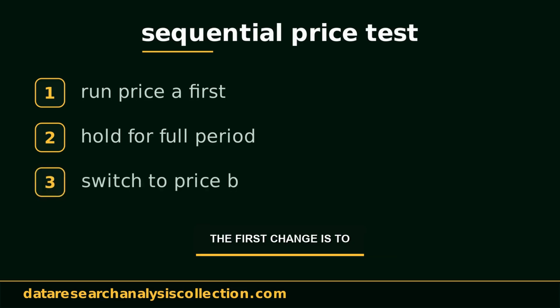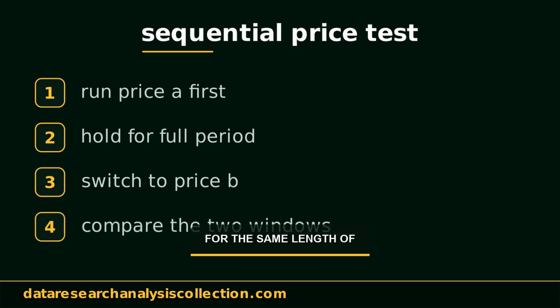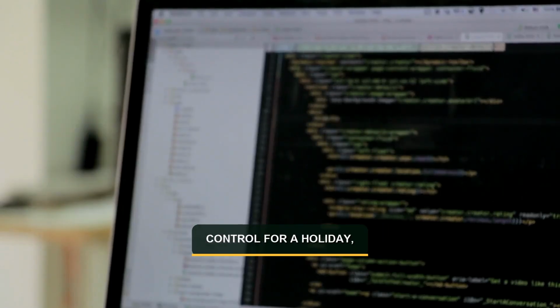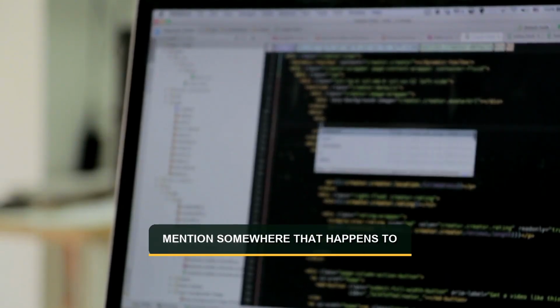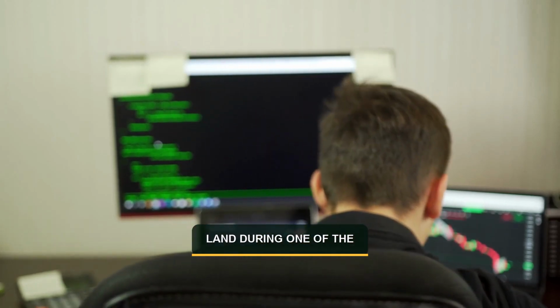The first change is to stop splitting your traffic at all. Instead of running two prices at once, run one price for a set period, then switch to the other price for the same length of time, and compare what happened in each window. You lose something real here. You can't control for a holiday, a referral spike, or a mention somewhere that happens to land during one of the windows.